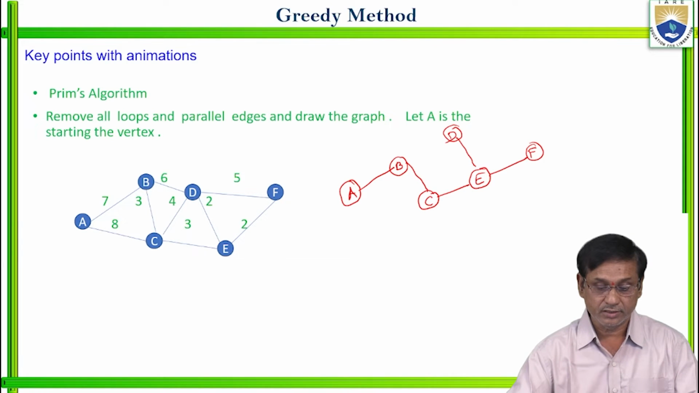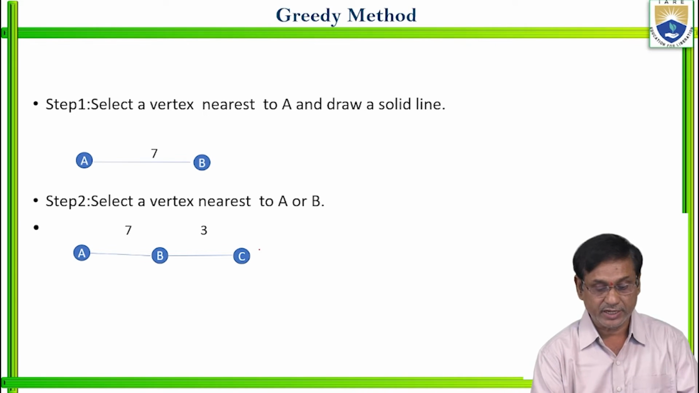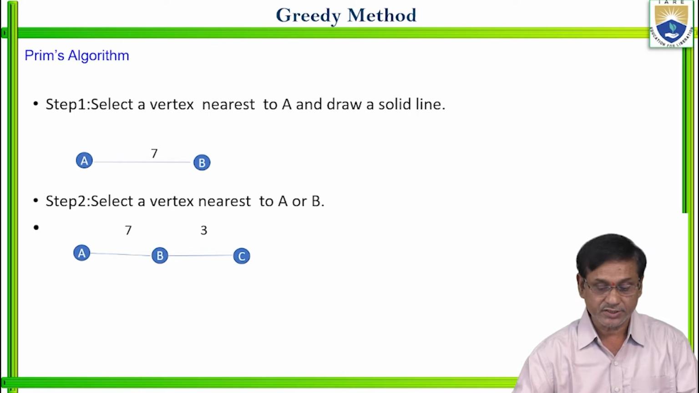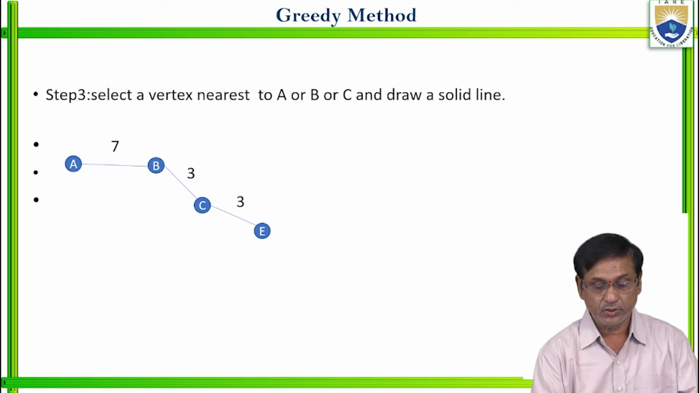Now you can see here, in the first step we selected the vertex B, so draw a solid line between A and B. Next, C is nearest to B, so again we draw a solid line between B and C. That means these 3 vertices are selected. In the next stage, we have to select a vertex nearer to A, B or C. Now vertex E is nearest to C, so draw a solid line between C and E.